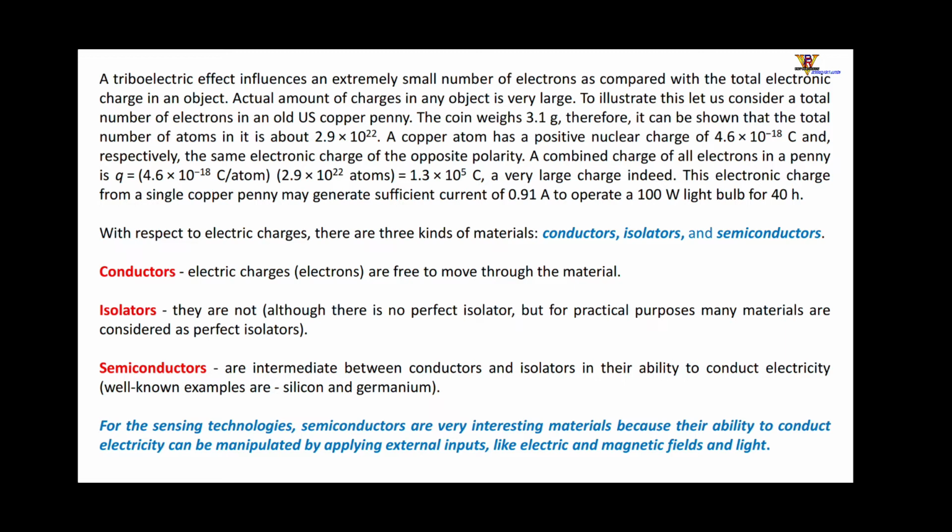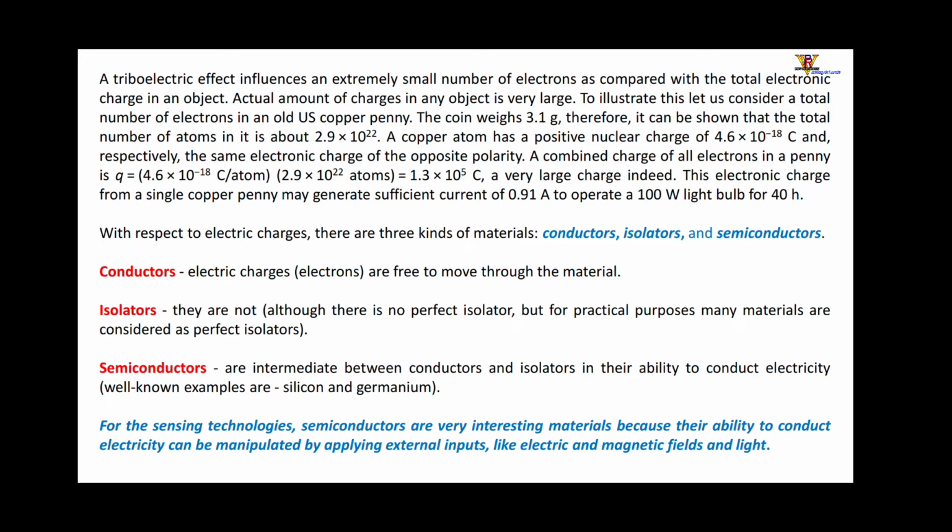So with respect to electric charge, there are three kinds of materials. By electric charge we can define three kinds of material: conductors, isolators, and semiconductors. So what are conductors? In conductors, electric charges are free to move through the material. In conducting material you can have a large number of electrons which are free to move through the material.